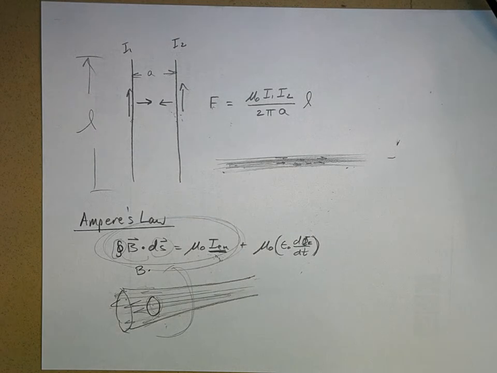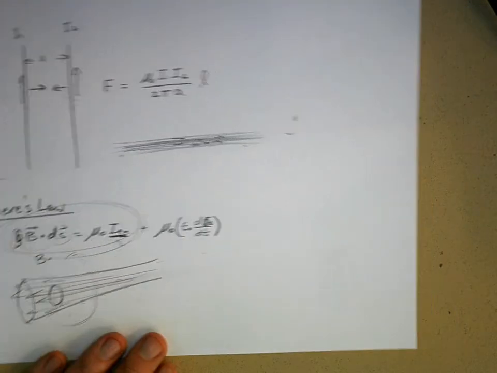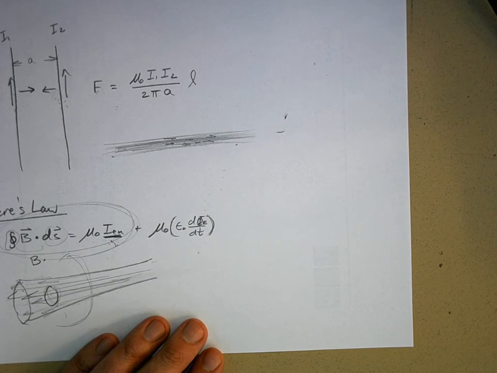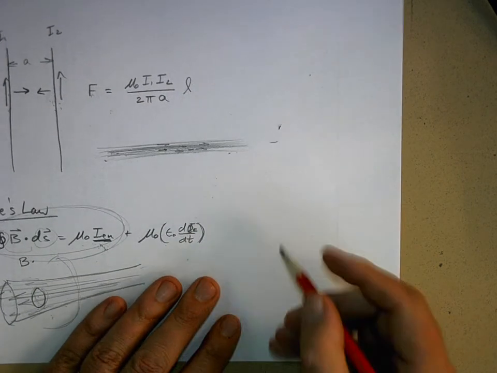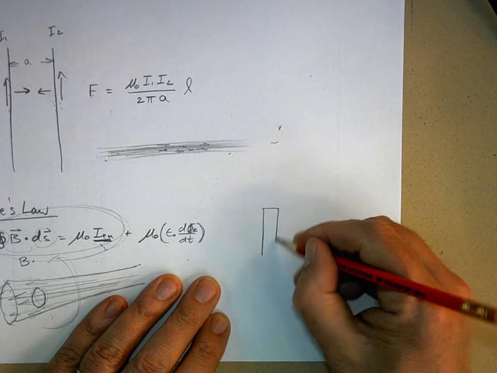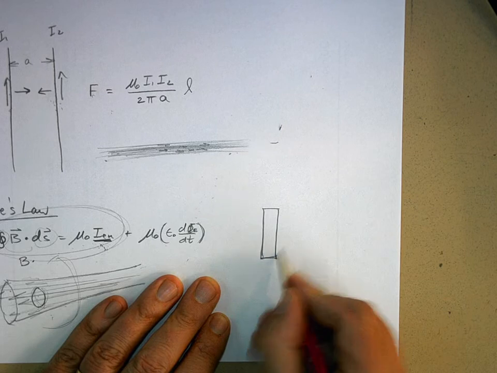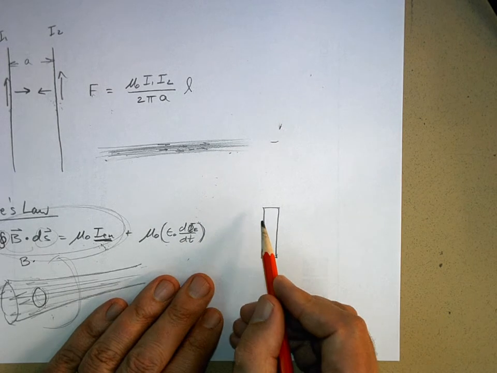Almost done. Oh, I ran out of paper. I think I can squeeze it in over here. Talking about solenoids. Solenoids are really important. They're used all over the place. One of the most common electromechanical devices is a solenoid.